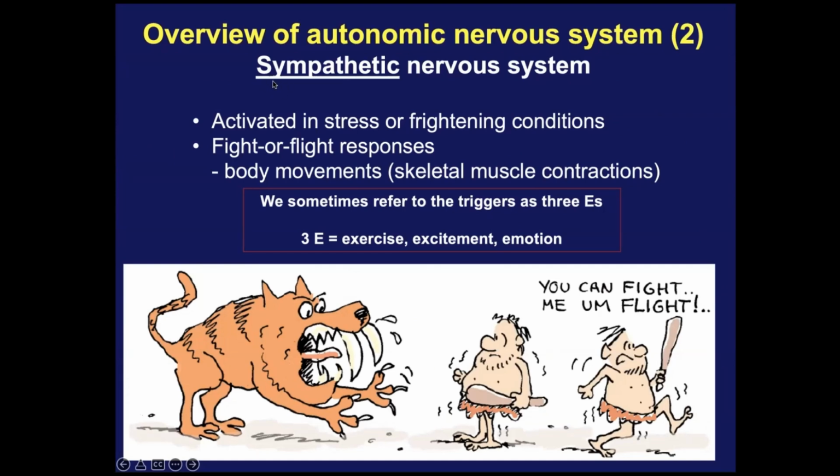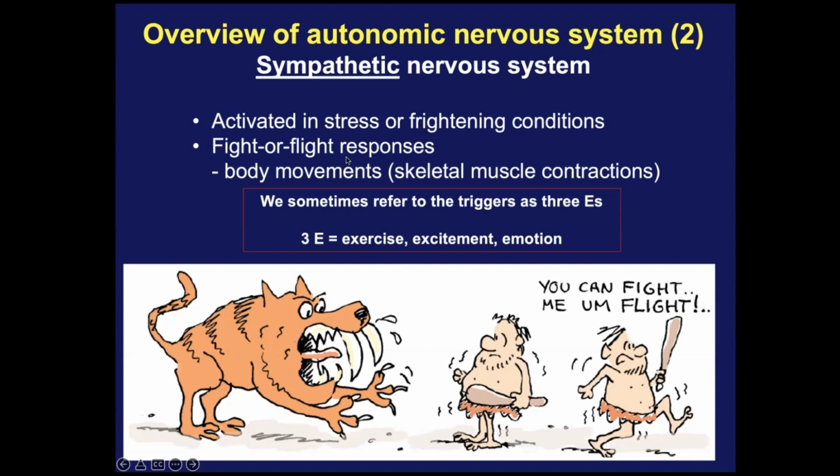First, let's look at the sympathetic nervous system. This system is activated in stress, either physical stress, such as exercise, or emotional stress, as well as in frightening conditions, especially in face of a danger. This system induces fight or flight responses, as shown here.